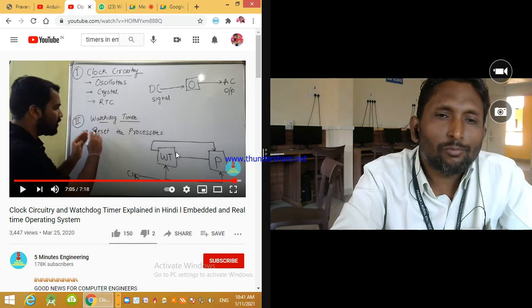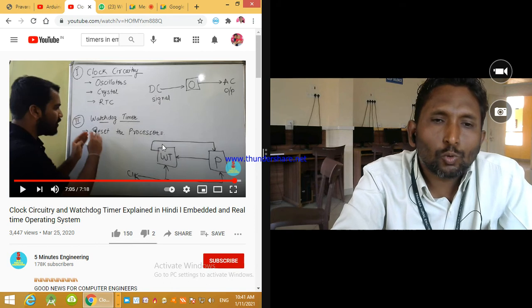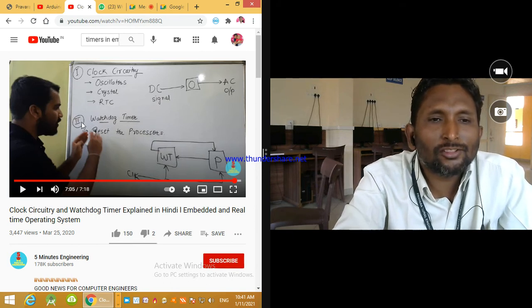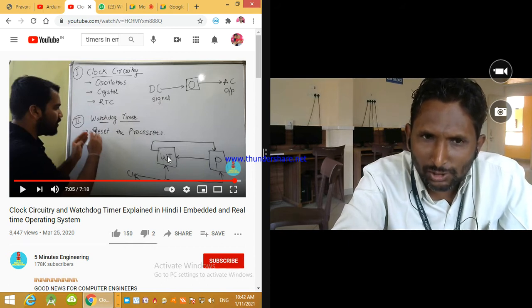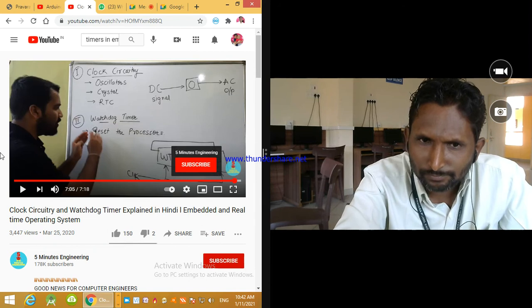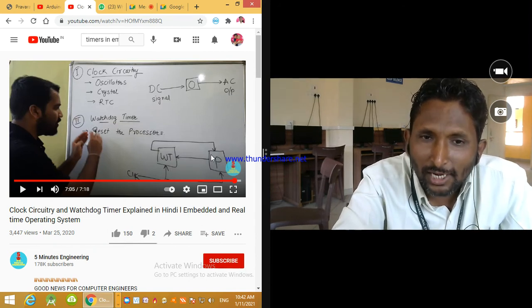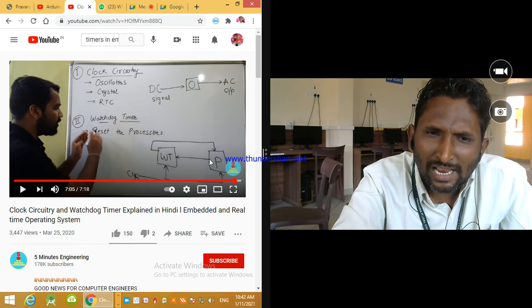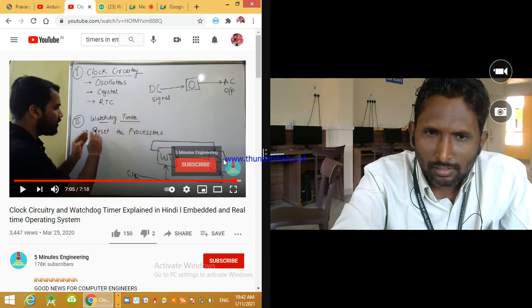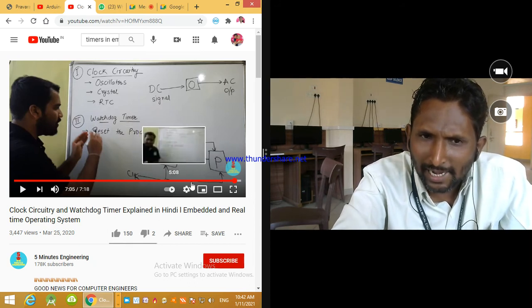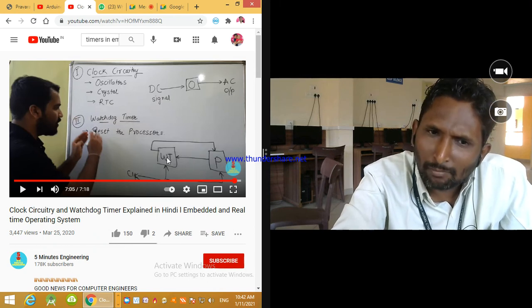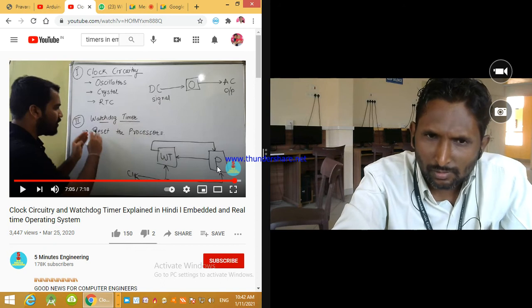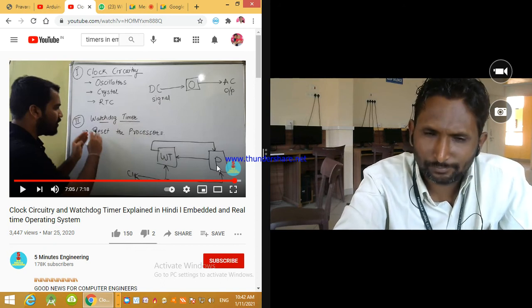What exactly is it? If you are able to see, there are two blocks drawn here. This block is WT, that is the watchdog timer, and this block is P, that is the processor. Please see, one signal goes towards WT, right? Again, at the bottom there is a clock signal, which is the input to the watchdog timer and also to the processor.